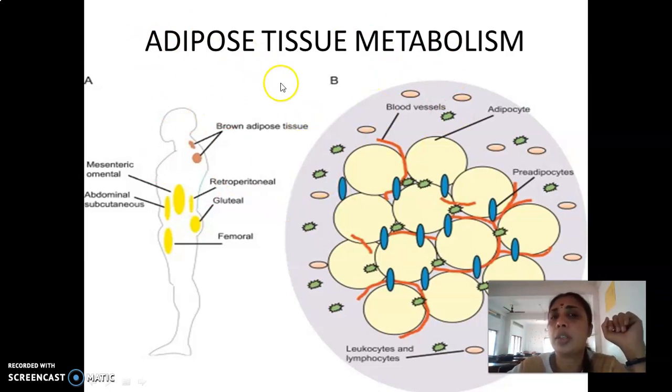So adipose tissue metabolism is very important because whenever there is a depletion of glucose, the body immediately depends on the depot fat, or the neutral fat. That is the triacylglycerol. Depot fat means nothing but triacylglycerol, that is the fat stored in the adipocytes, or neutral fat. So this TG will always be stored in the body.